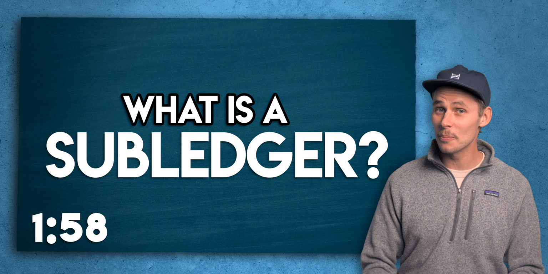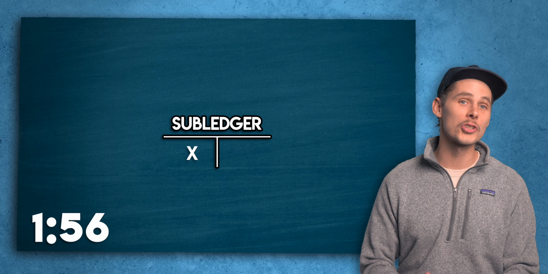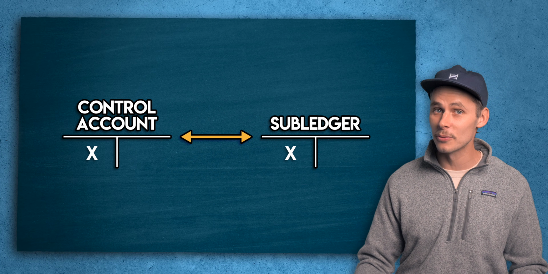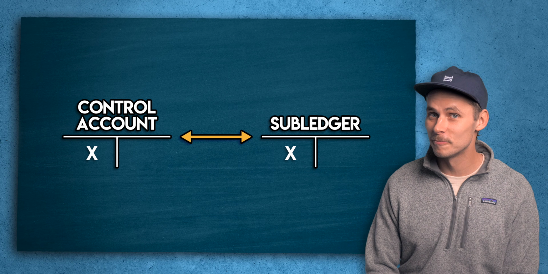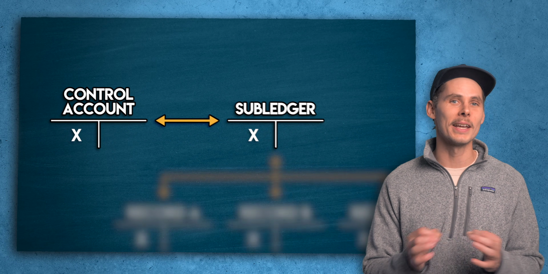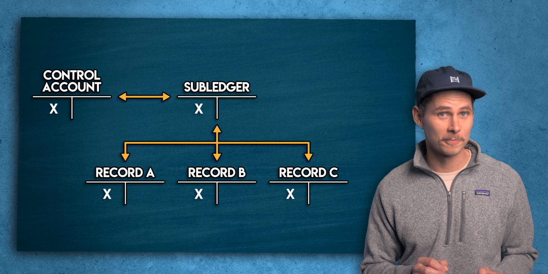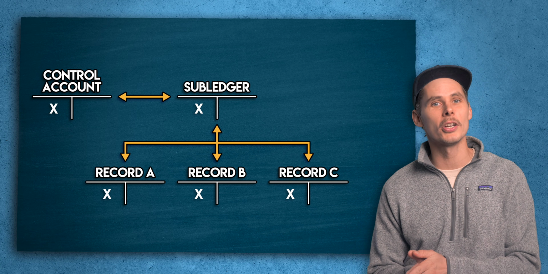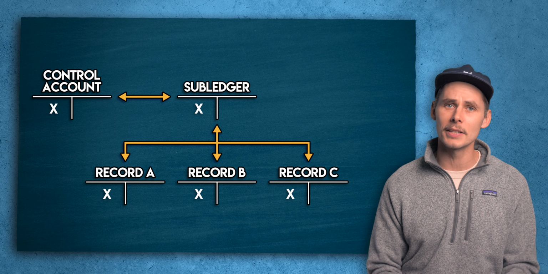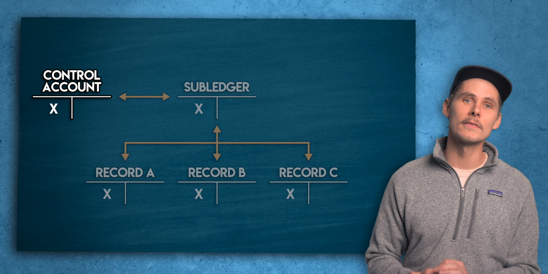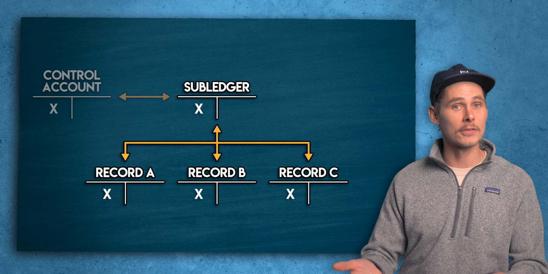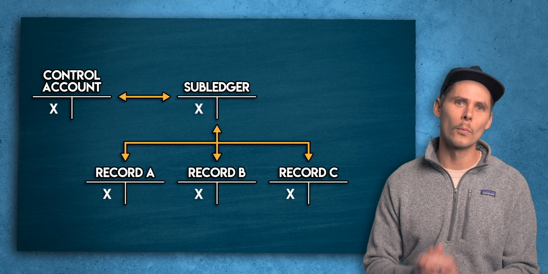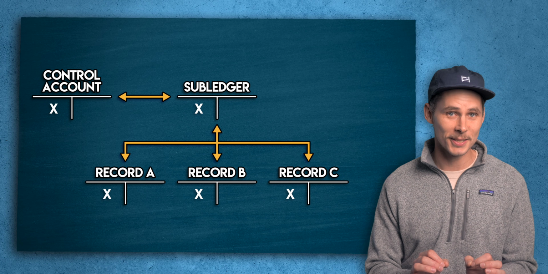What is a subledger? A subledger or subsidiary ledger is a detailed record that supports a control account in the general ledger. It takes one balance and breaks it down into its individual parts. Depending on the account, those parts might be customers, suppliers, employees, or different assets. The general ledger gives you the summary and the subledger gives you the detail behind it. If that doesn't make sense, don't worry, we'll break it down piece by piece.